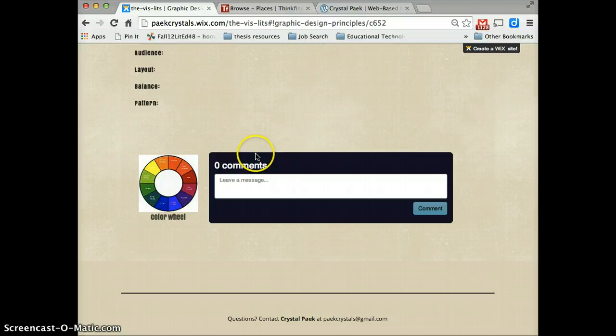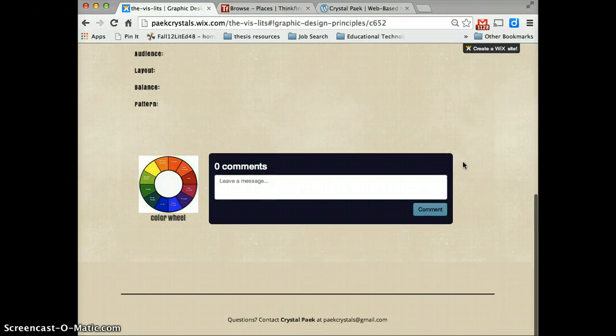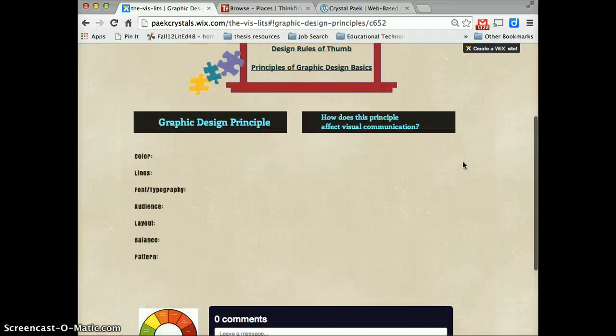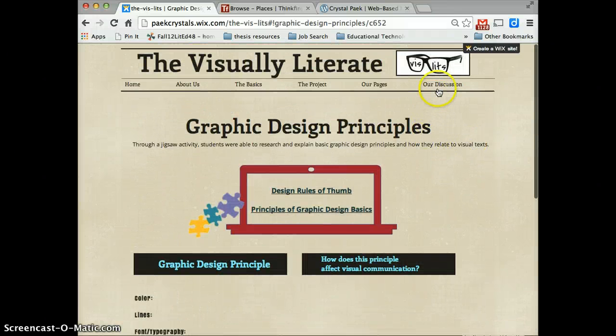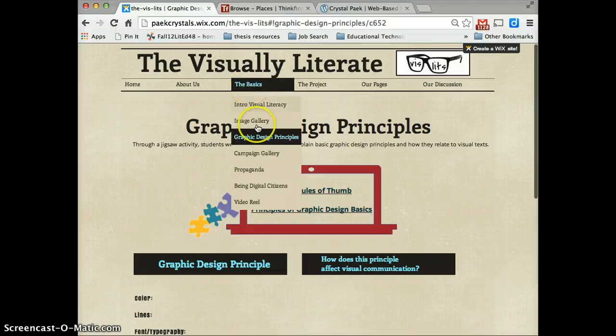And I also included a comment box at the bottom. I thought that my site could use some more interactivity. So it's not just me putting information out there, but that they can also comment on it and give me their feedback as well outside of the discussion forum.